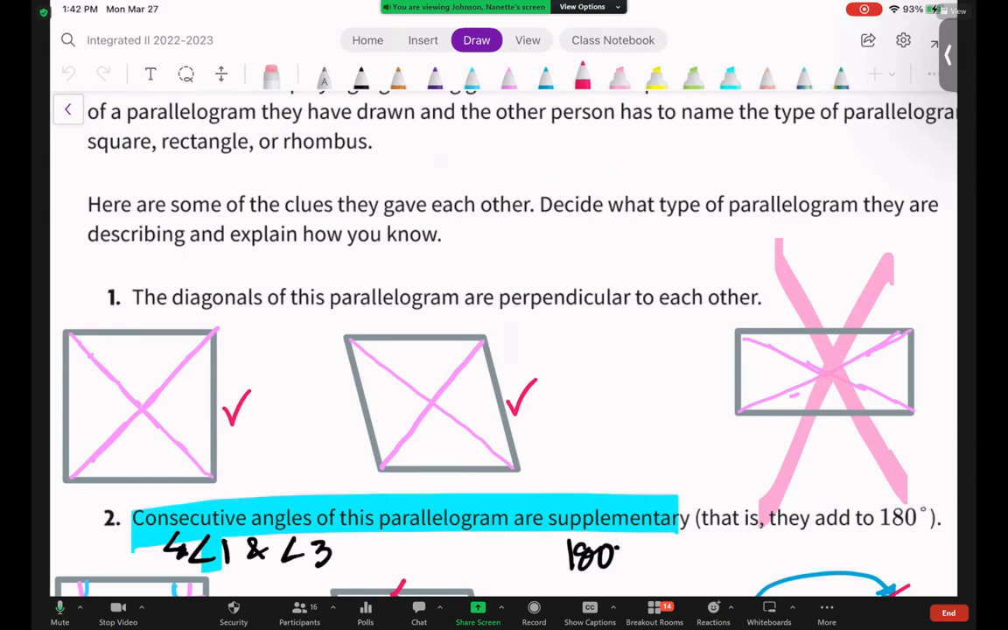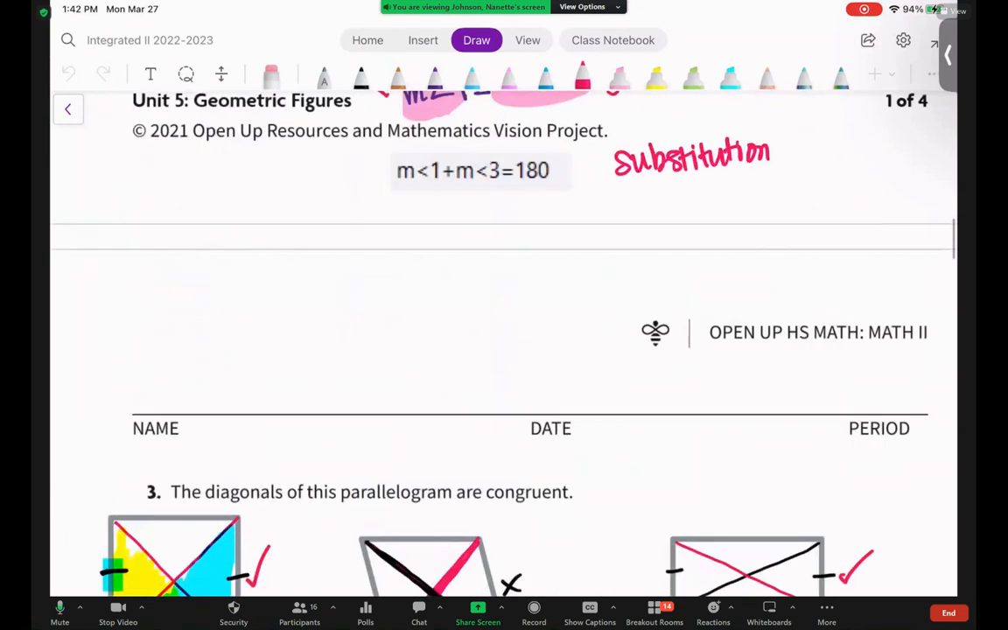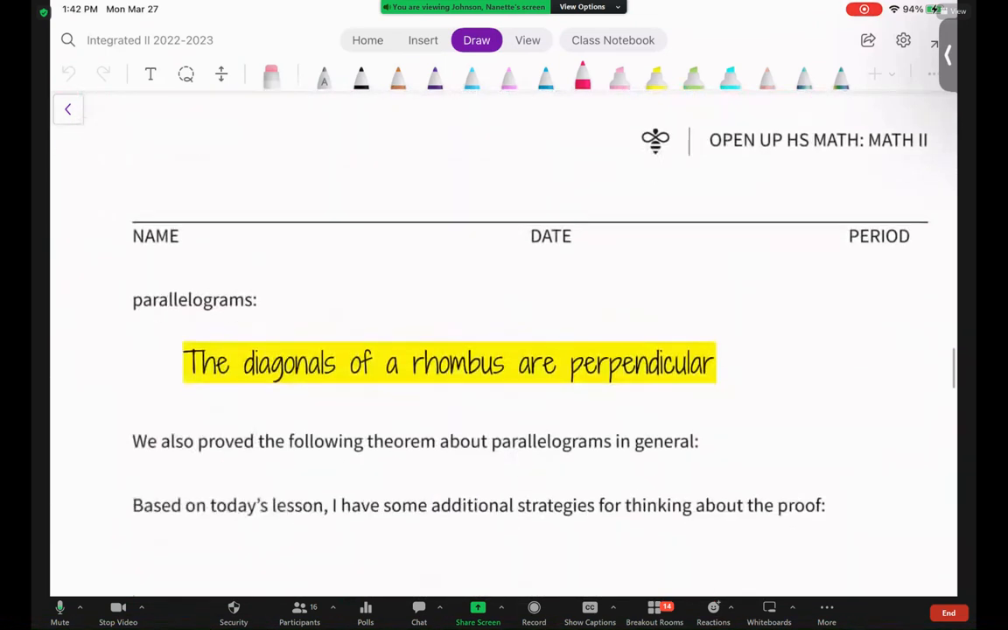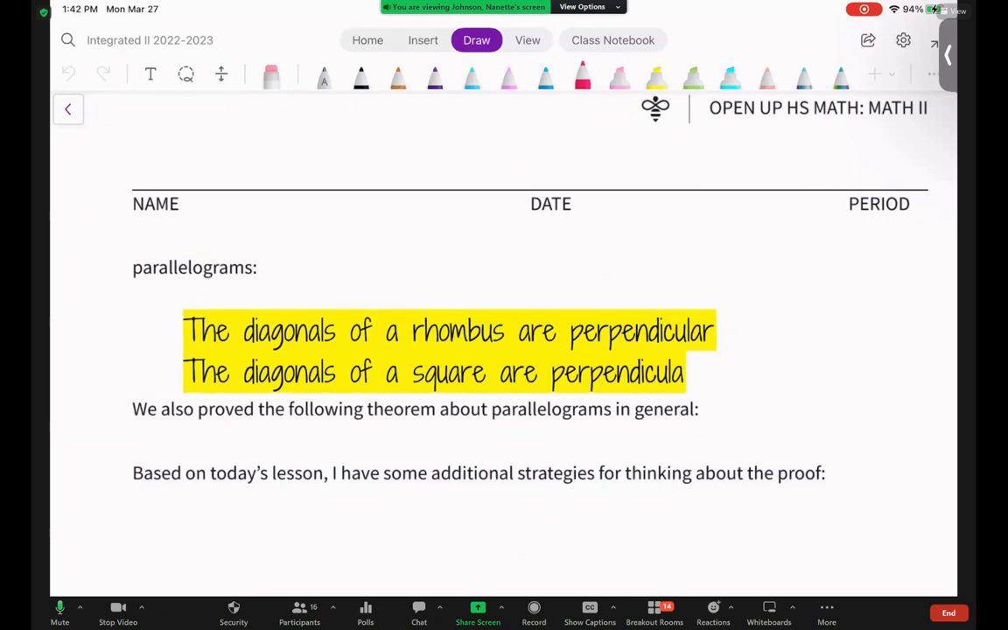Okay. What else did we learn? Who else's diagonals are perpendicular besides the rhombus? Look at this picture. Yeah, very good. Square. So let me write that down. You guys aren't seeing this, but at the very bottom, I'm typing it out, and I'll show you in a second, but I just want to get this down here. So the diagonals of a square are perpendicular.